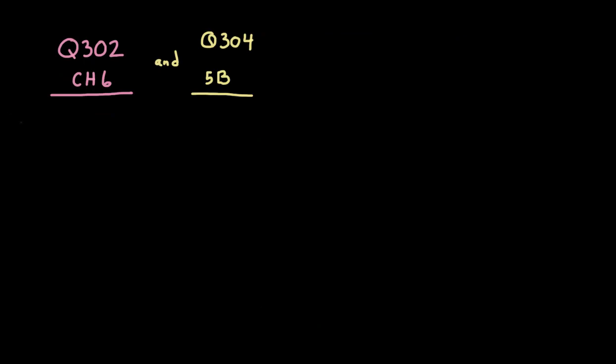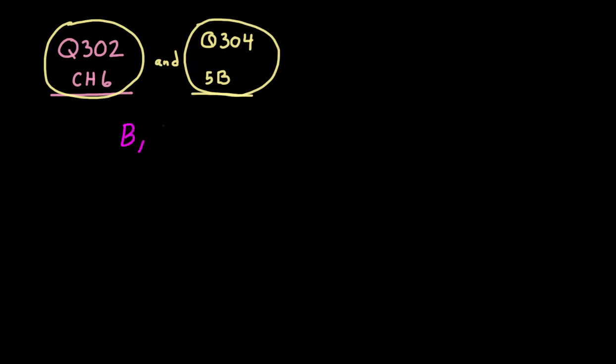So be prepared for a hybrid question that relates Q302, Chapter 6, and Q304, Chapter 5b. I will write some questions that I feel are a hybrid of the two. Know these and know them well. It would also behoove you to look at Review Assessment B and Review Assessment C again.